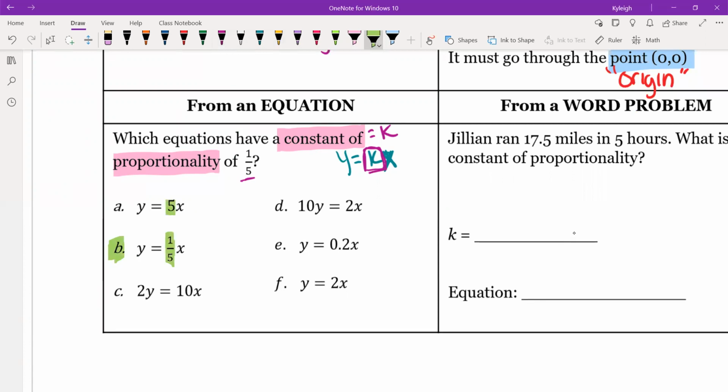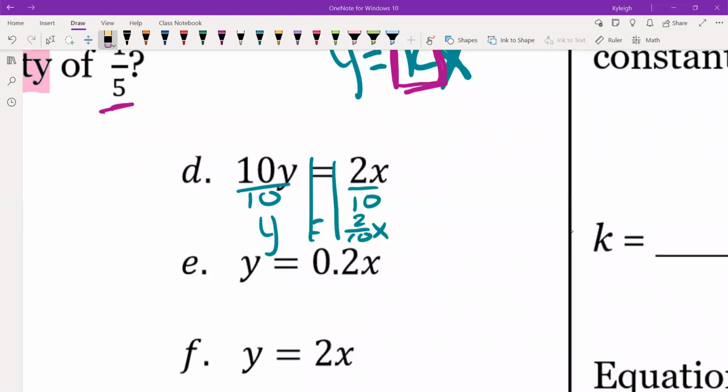But look at C. It's got 2y and 10x. So y is not alone. So we have to solve that equation. We divide by 2, and we get y equals 10 divided by 2 is 5x. So that's not what we're looking for. So try D right now. Try solving D for me. When you solve this, you probably got y equals 2/10 x. But if you simplify that, dividing them both by 2, you get 1/5 x.